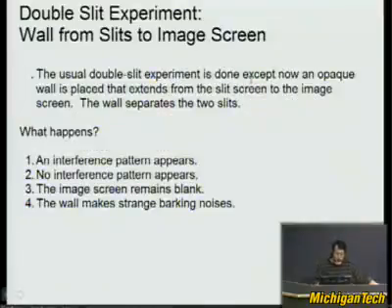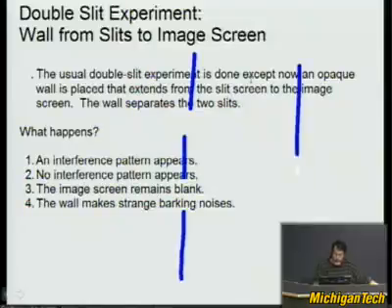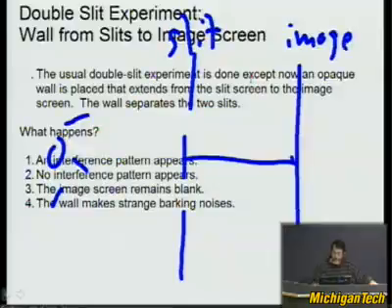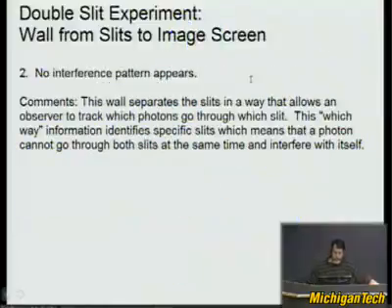What happens now if you have an image? So here's a slit screen, image screen. Here's your source. Now you put an opaque wall between the slit screen and the image screen. What do you see on the image screen? Do you still see an interference pattern? Do you see no interference pattern? Or does this wall make strange barking noises? I have to hurry because I'm running low on time.